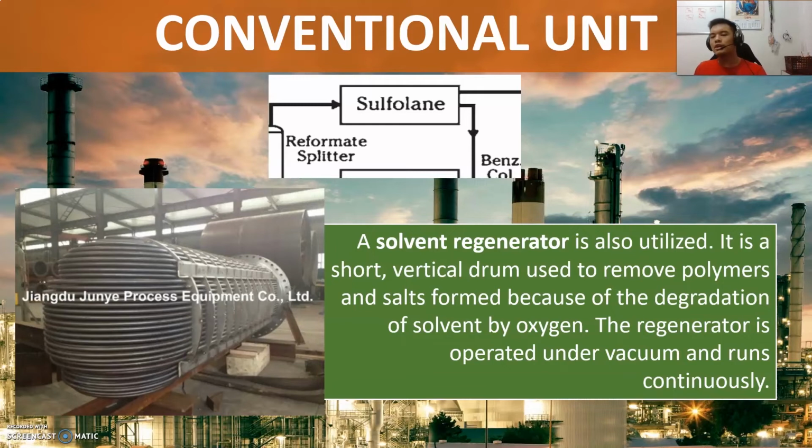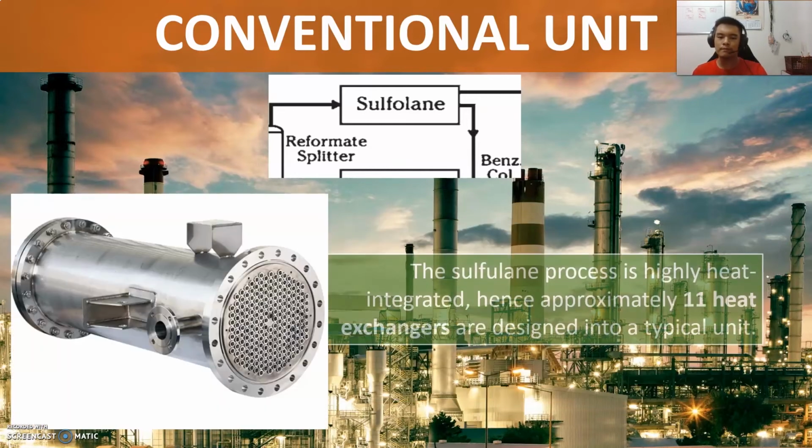So you might wonder, in my explanation of the process, why is there no solvent regenerator? Well, to further simplify the process in an easy to digest manner, I omitted the solvent regenerator, but most probably there's always a solvent regenerator in every conventional sulfolane process unit. As such, you can see in the original diagram of the integrated sulfolane industrial process that there is a solvent regenerator added.